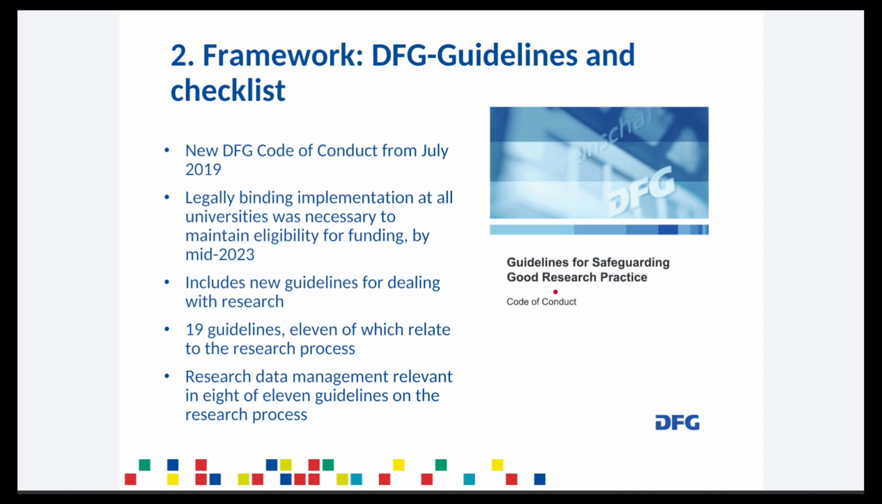We have a DFG Code of Conduct, which was renewed in 2019, and up to now it's legally binding for all universities to be ready for funding by the DFG. And in 2019, they renewed the guidelines for dealing with research data. And there are 19 guidelines, and 11 of which relate to the research process as such. And research data management is relevant in 8 of these 11 guidelines, which are relevant for the research process. And we will have a very short look at them right now.